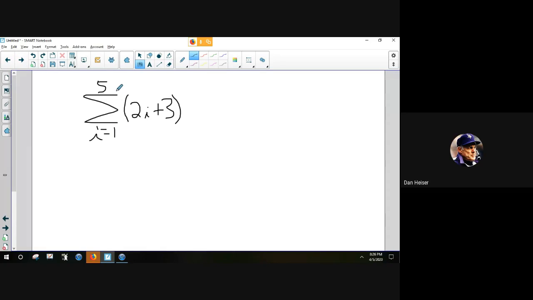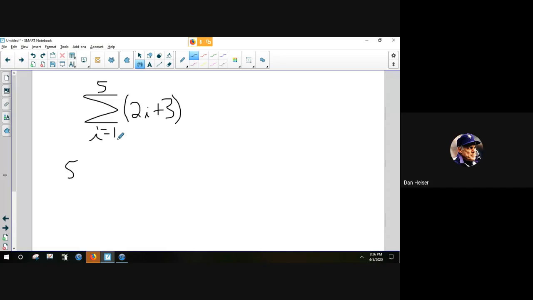First example. Sigma, i equals 1 to 5 of 2i plus 3. The sigma basically means add up a whole bunch of stuff. And the things we add, we get from here all the way up to here. So let's start plugging things in to generate some terms, and then this means add up all the terms. So we start by plugging this number in for i. You do that, we get 5.